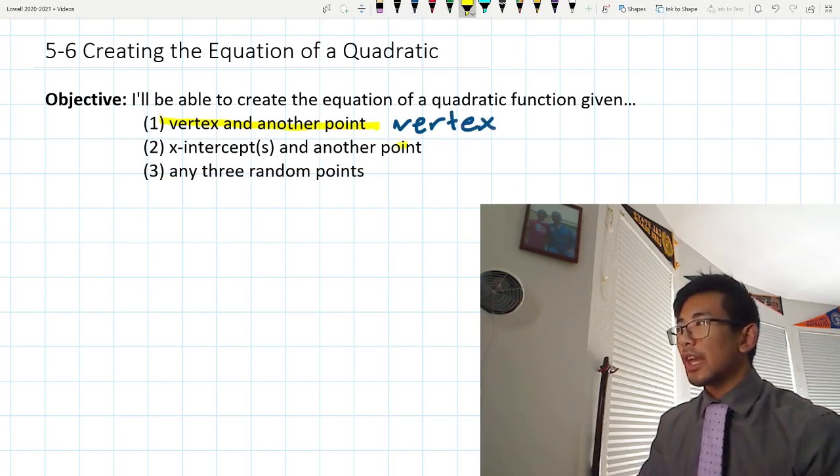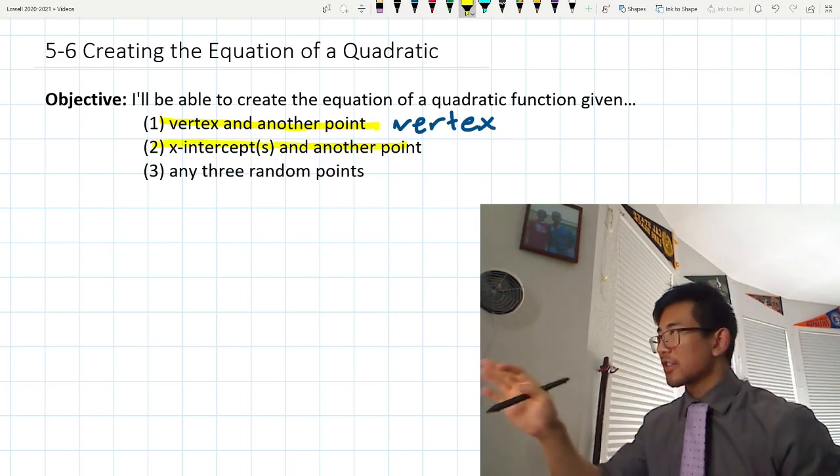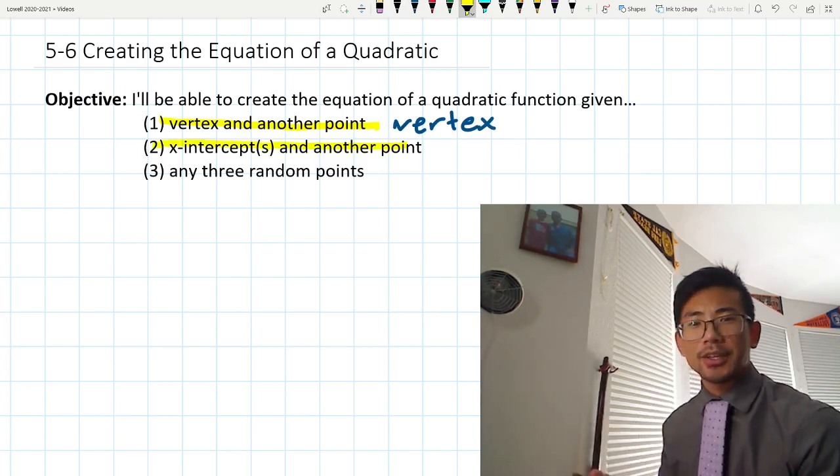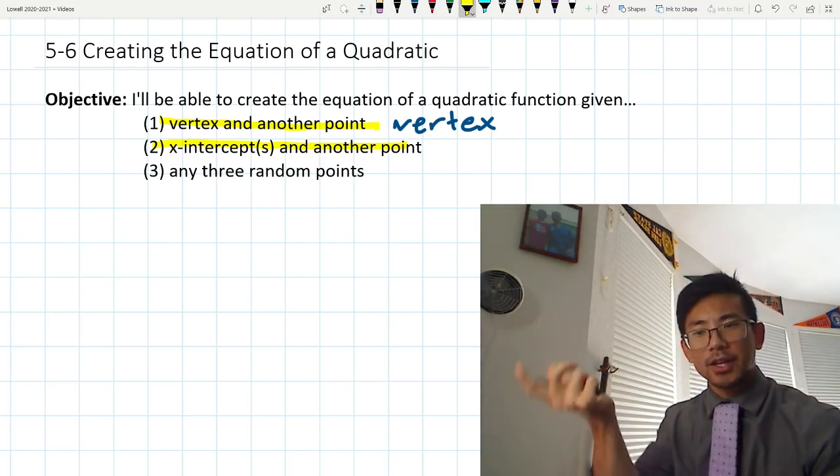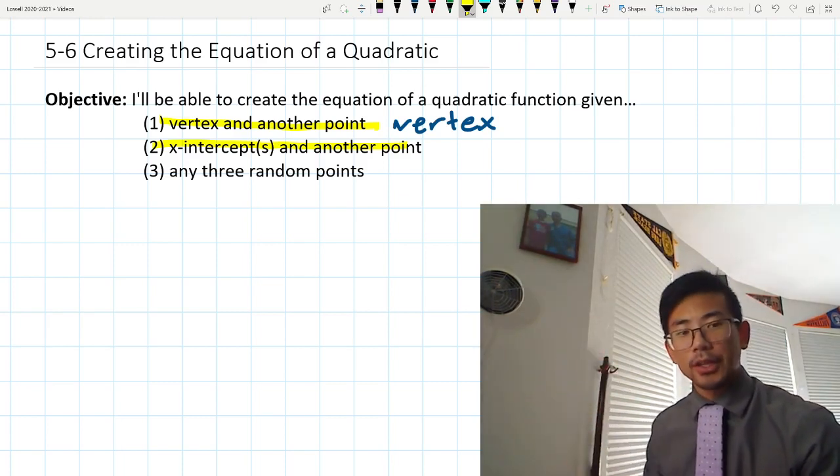Cool. I should also mention that the vertex itself would not be enough because you have no idea if it's oriented upward or downward. So you would need another point in addition to the vertex.